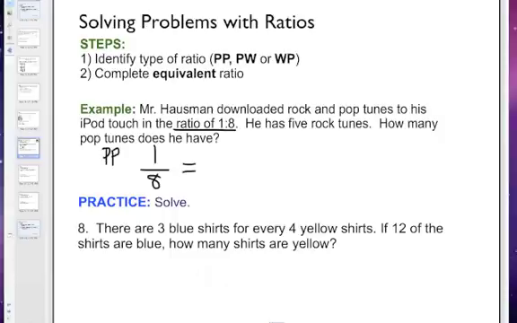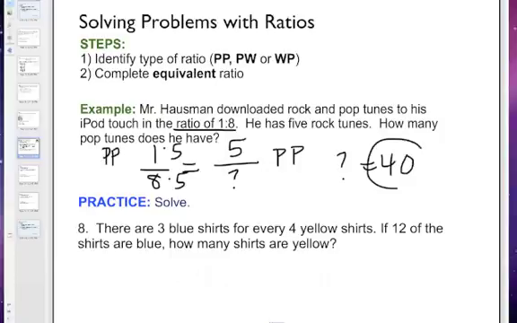What they're wanting us to find then is, what if he had 5 rock tunes, how many pop tunes would he have? And so the equivalent ratio they're wanting us to find is also a part-to-part. So now we can balance our equivalency. What can we do to the 1 to make it a 5? Well, we can multiply it by 5. So we multiply the bottom part of the ratio by 5, and we find out that the question mark that we're finding is 40.